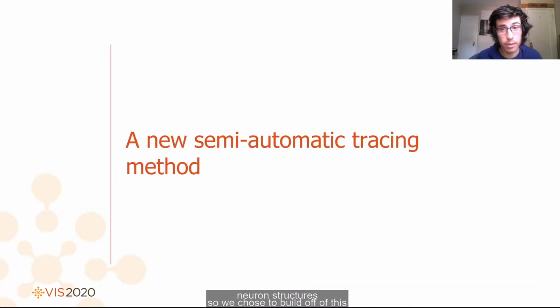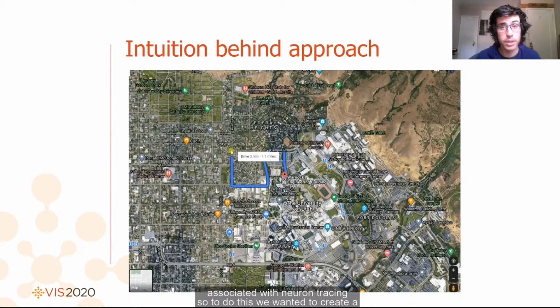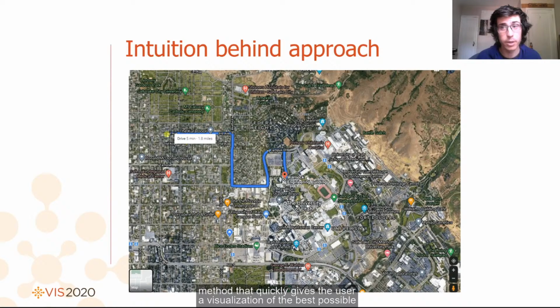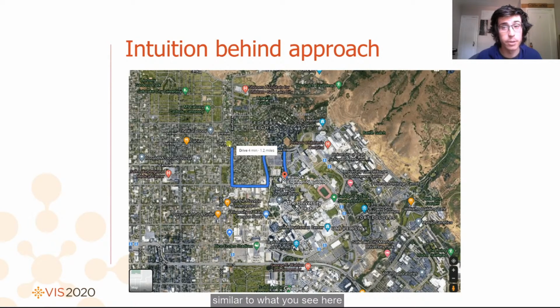We chose to build off of this framework to create a semi-automatic method to further alleviate the decision-making and fatigue problems associated with neuron tracing. To do this, we wanted to create a method that quickly gives the user a visualization of the best possible path corresponding to the neuron they're tracing, and gives them a preview of what their trace would look like on demand, similar to what you see here.